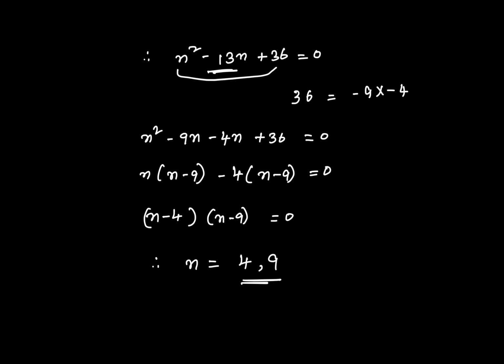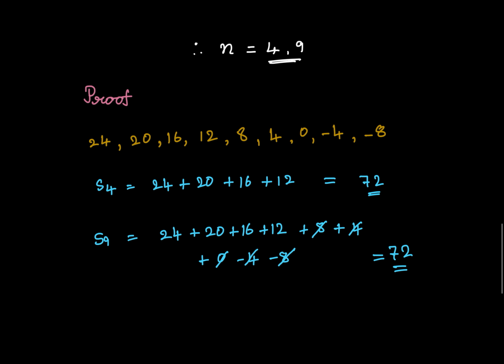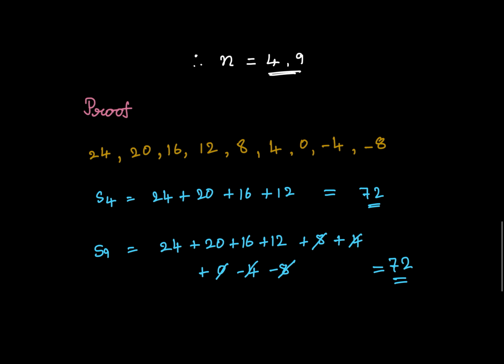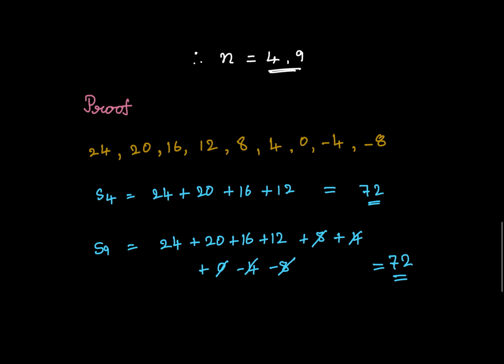I will give a direct proof, so you can verify whether it is right or wrong. This is the proof. If we add the first 4 terms, it comes to 72. If we add the first 9 terms, it comes to 72. But if the series is a little tricky one, it will be very difficult for us to solve that way. That's why I gave the proof and how to solve this problem above, and also a shortcut solution. Thank you.